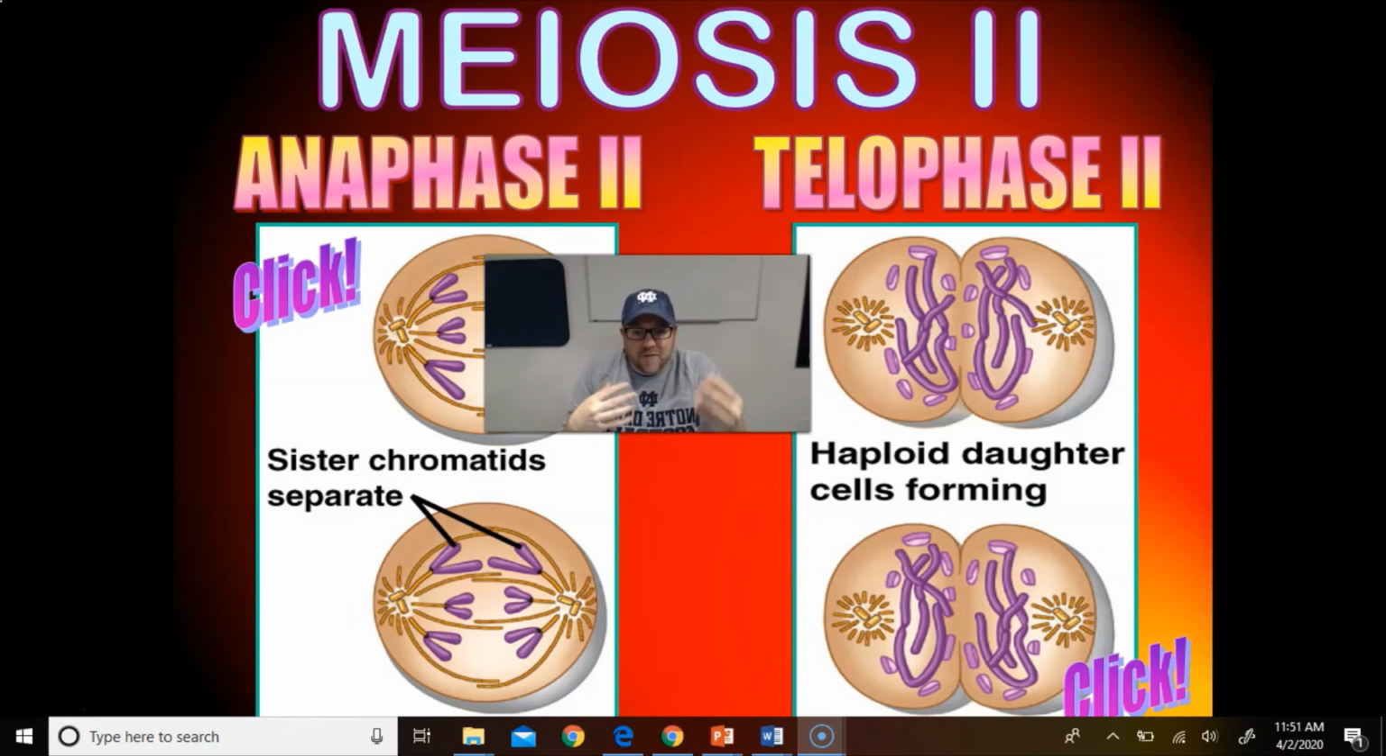What are the odds that two people could have two identical kids? Not talking about identical twins, that's different. But what are the odds that the same two people could have two kids that are exactly the same as each other? If you think it's about 1 in 64 trillion, not really, because we forgot about crossing over. Crossing over messes that all up too, right?